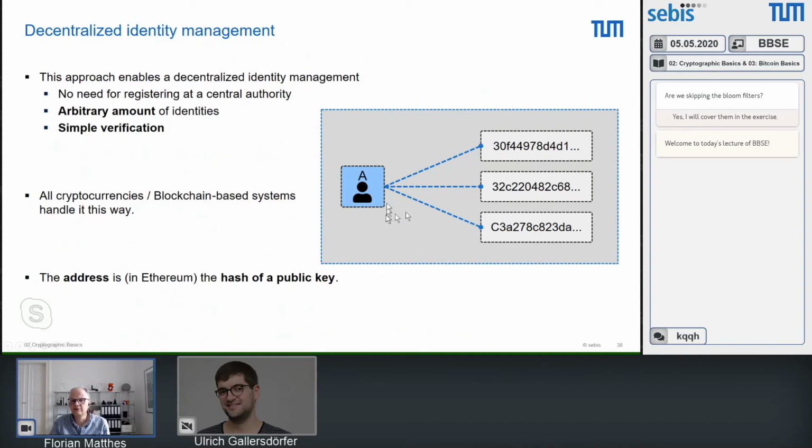And again, what I already mentioned, you may have multiple wallets or multiple identities, let's say as a private person. If you do gambling or illegal things, you may want another address, or another address for your business, for work, or for traveling, etc.